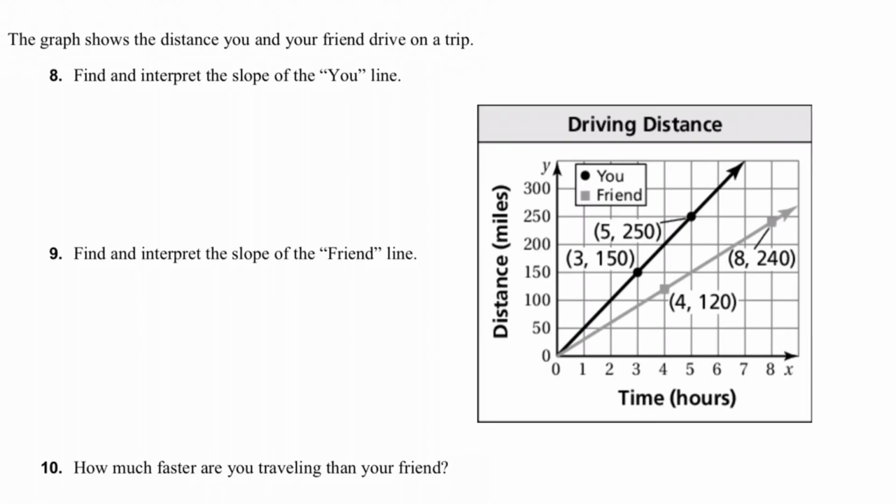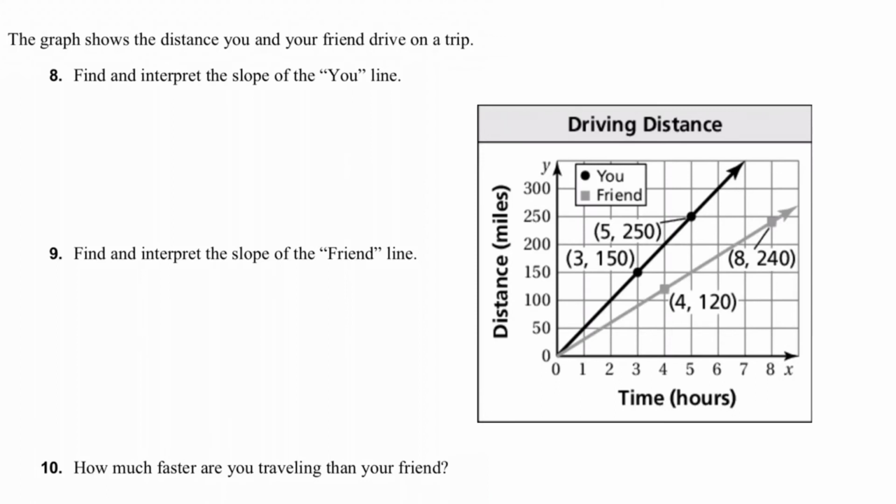For numbers 8, 9, and 10, you're answering questions about the graph. So first, for number 8, find and interpret the slope of the U line. You could do rise over run, pay attention to how much those units are going up or over, or you could do change in y over change in x.